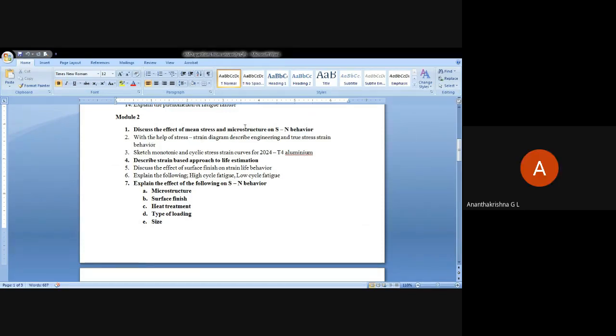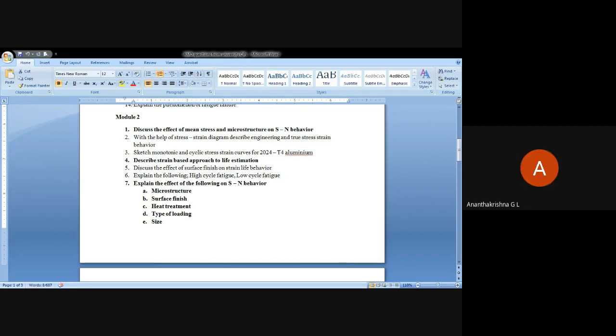Effect of mean stress and microstructure on SN behavior. This I think we completed, no? Did we complete this? I think you were not present that day, probably. No, sir, the first question has been completed. Yes, sir, we have done. Okay, this is a strain-based approach to life estimation. No, sir, we have not done that.